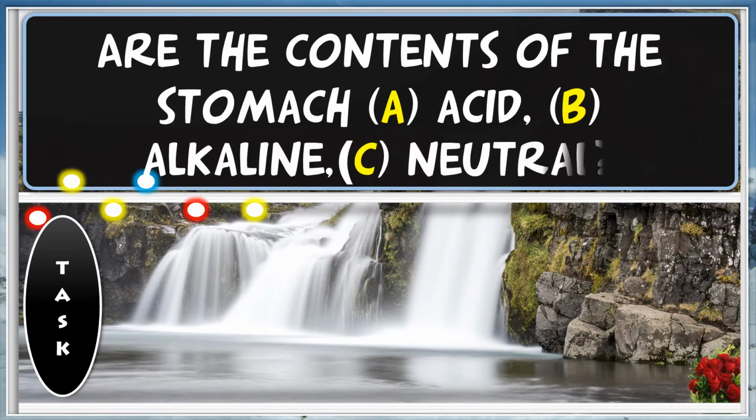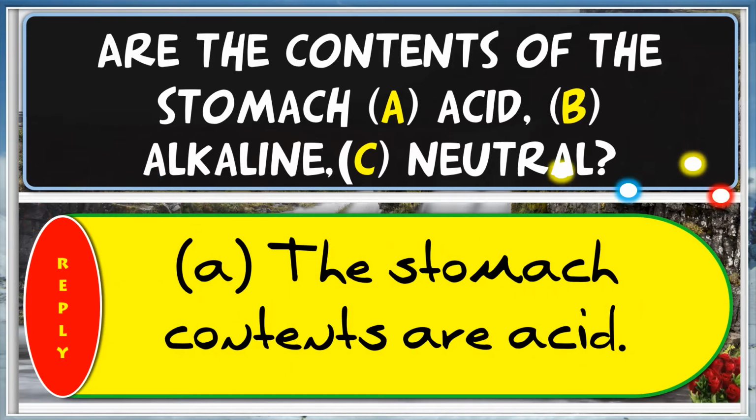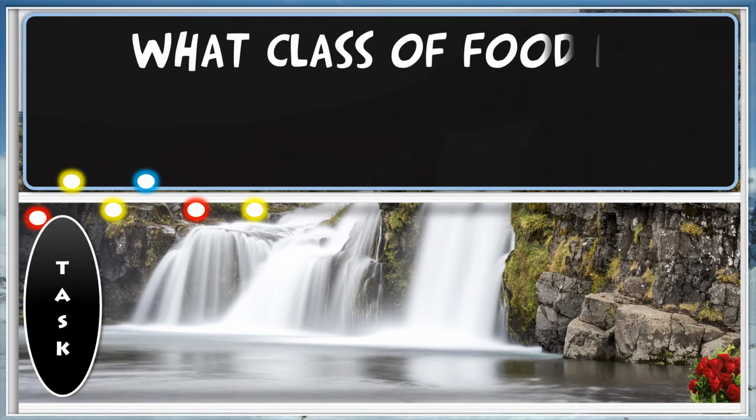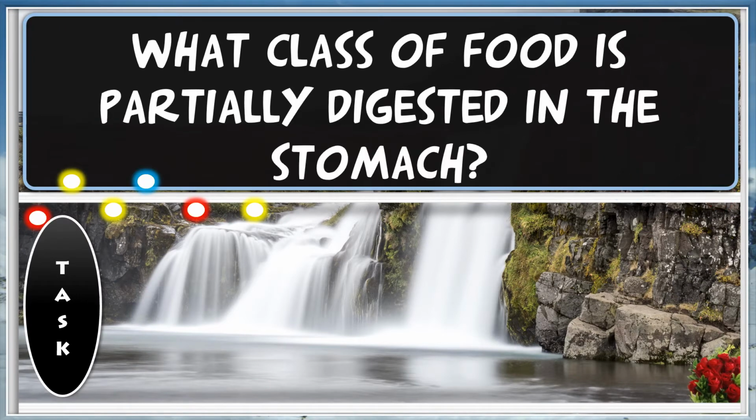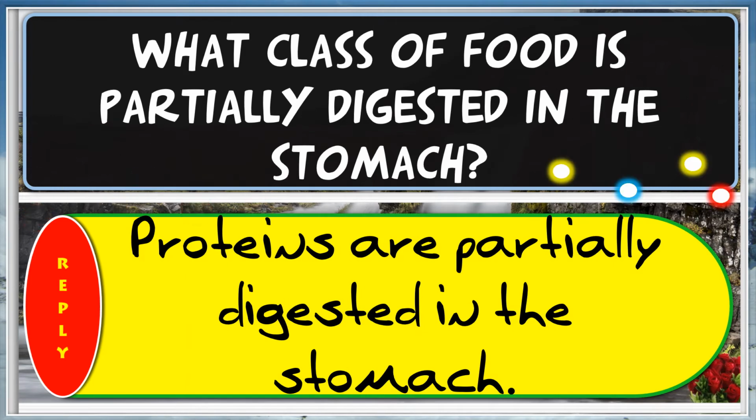Are the contents of the stomach A. Acid, B. Alkaline, C. Neutral? A. The stomach contents are acidic. What class of food is partially digested in the stomach? Proteins are partially digested in the stomach.